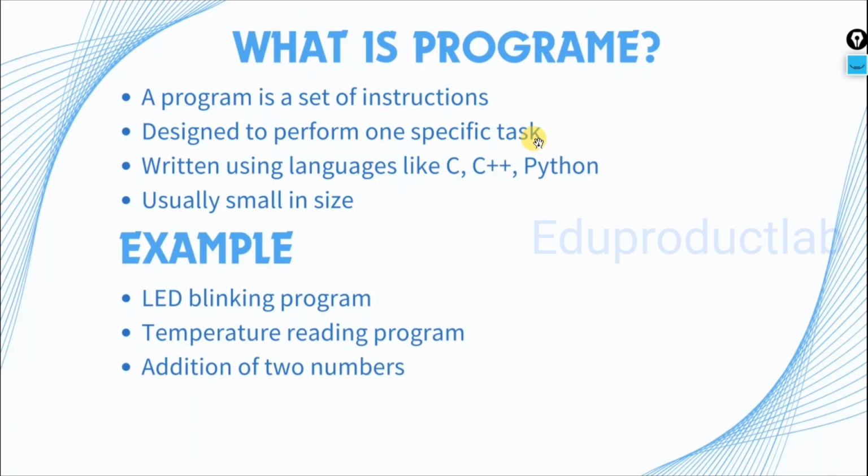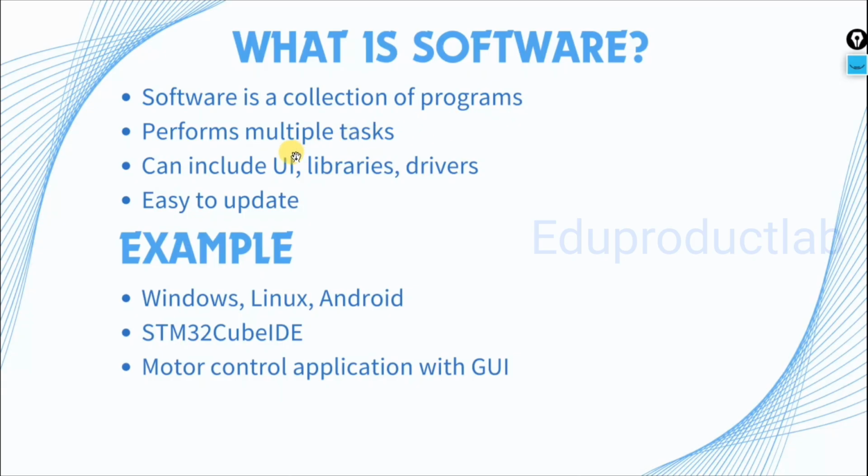Okay. What is software? Software is a collection of programs, performs multiple tasks, can include UI, libraries, drivers, easy to update. Examples: Windows, Linux, Android, STM32 IDE, motor control applications with GUI. Okay. More examples: Microsoft Word, Google Chrome, WhatsApp, VLC Media Player, Adobe Photoshop, AutoCAD, Android applications. These applications perform different tasks but do not directly control hardware like firmware. Okay. Firmware directly controls hardware, but software does not control hardware.